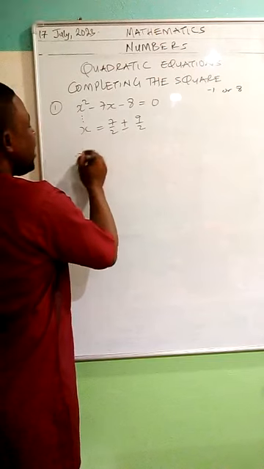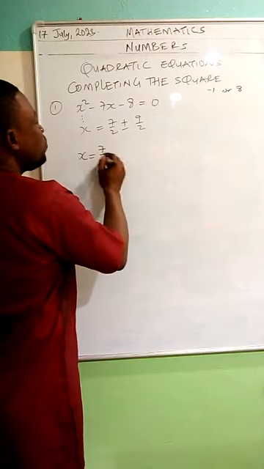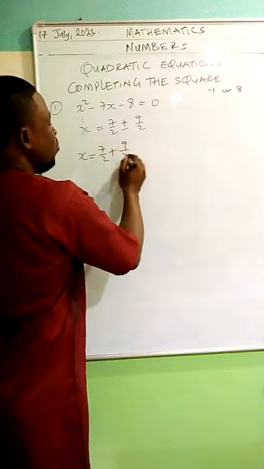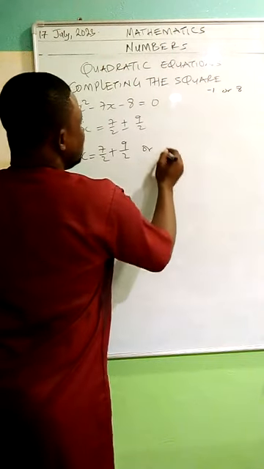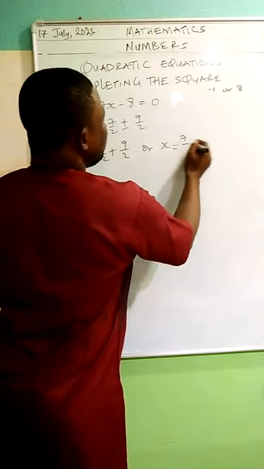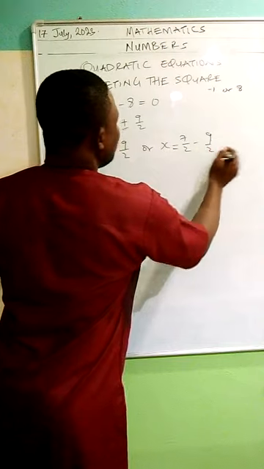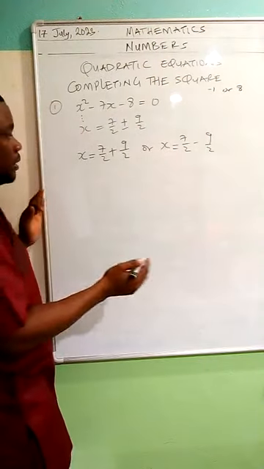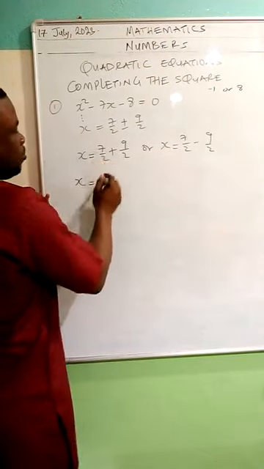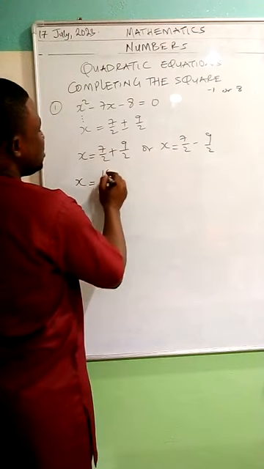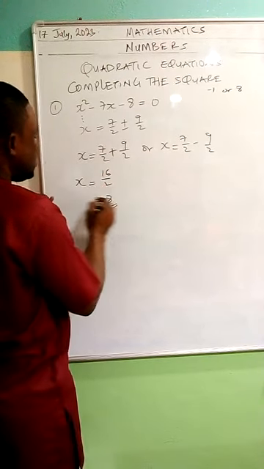I'll end up getting what now? x will either be 7 over 2 plus 9 over 2, or x will be equal to 7 over 2 minus 9 over 2. That's a plus or minus sign. I can separate them now. So I have x on this side, giving me 16 over 2, which is equal to 8.